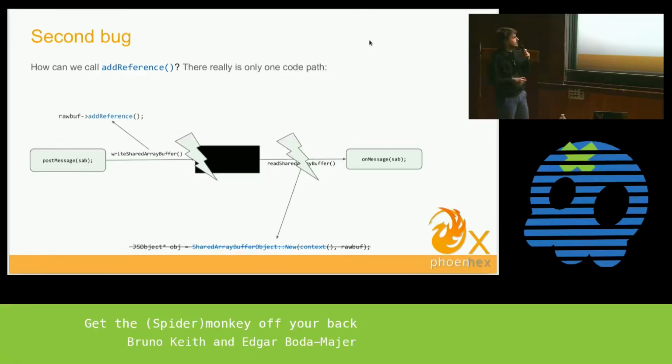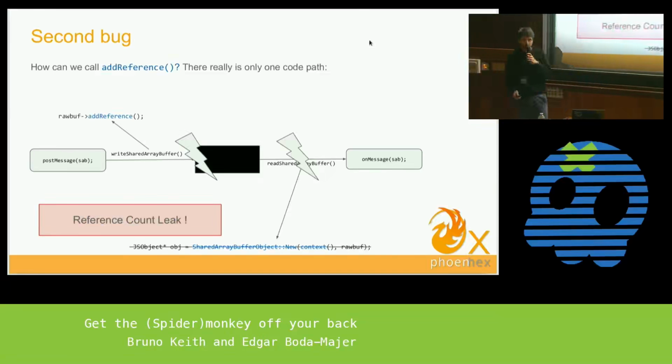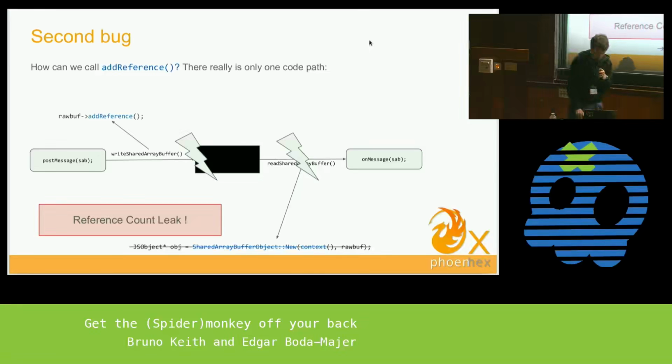So our goal is to find a way to make this function throw an error before this one can execute. And then this will result in a reference count leak, because in that case we would add references to our ref count, even though we have no new actual references to it.